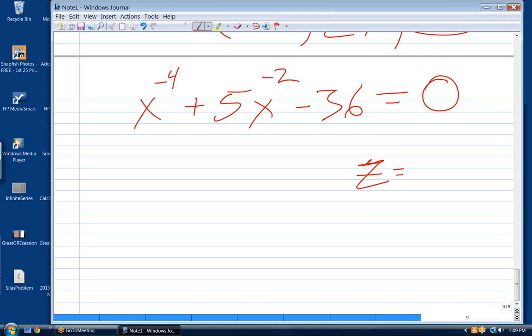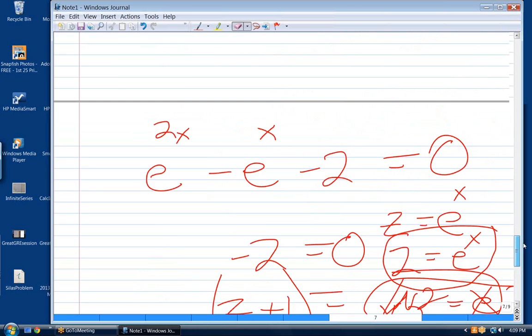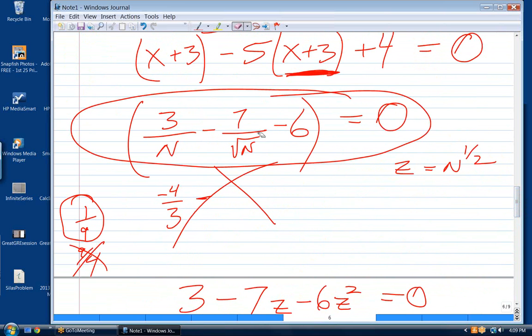Okay, what's my z going to be? It's always this right there. So x to the -2. No matter what kind of a disguised quadratic it is, your substitution is always this term. Just like in the last problem, where we substituted n to the 1/2. Actually, I should have substituted n to the -1/2. That would have made the problem easier.